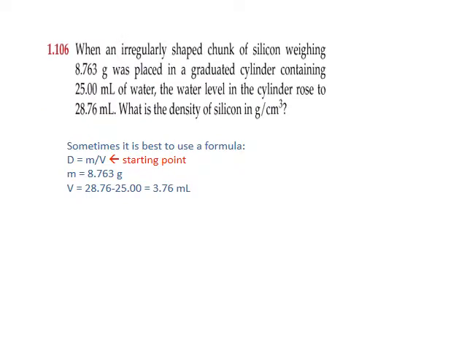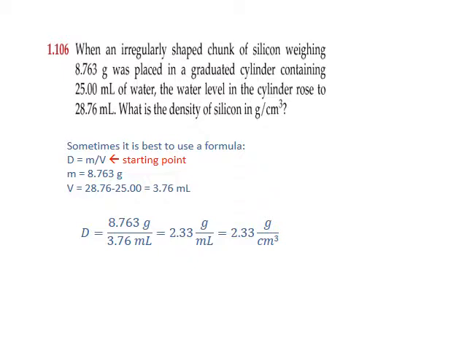Okay, here's our irregular chunk of silicon. We've already just directly measured the mass and the volume, and like I said, sometimes it's just easy to start with the formula. So my starting point for this is going to be my density formula, and if I just plug the mass that I measured in on the top, because I want grams over milliliters, that's literally what grams per milliliter means. I can take my 8.763 grams and divide by 3.76 milliliters, and I get 2.33 grams per milliliter. As it turns out, a milliliter is the same thing as a cubic centimeter, so we also could write it as 2.33 grams per centimeter cube.